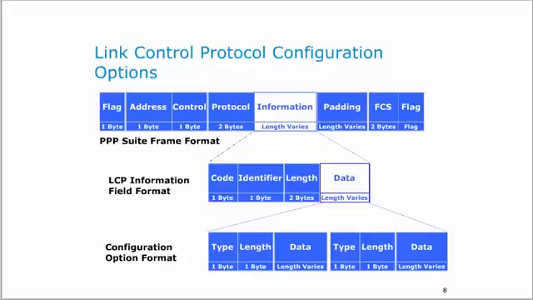The quality protocol option indicates whether or not peers will use the link quality report, or LQR protocol. LQR monitors the quality of a link by determining how much data is being dropped.